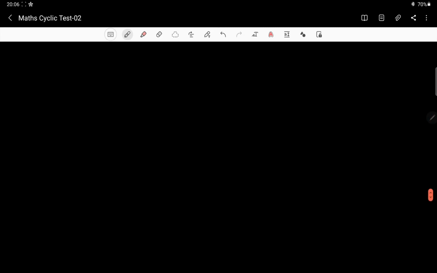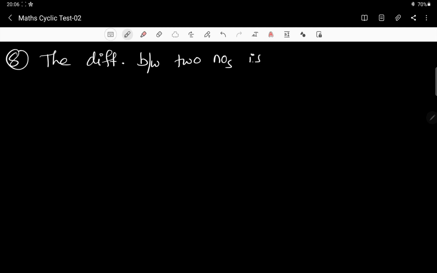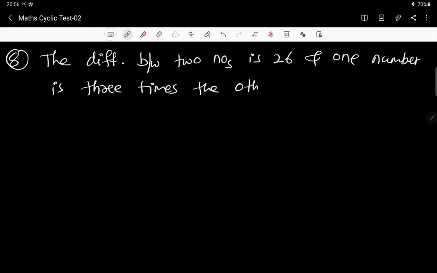Now let us get on to this 8th question. What is this 8th question? The difference between two numbers is 26, and one number is 3 times the other number. Find them.